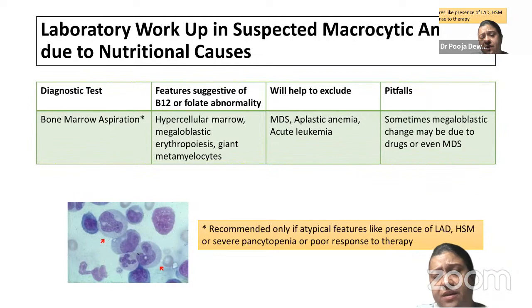And here you see a photo of your bone marrow aspirate slide. What you see here is the presence of these large giant stab cells. So even the synthesis of your neutrophils gets disrupted. Apart from finding these megaloblasts, you also find these stab cells in your bone marrow. So unlike aplastic anemia, which is hypocellular, in B12 deficiency there's going to be a hypercellular marrow. And these giant metamyelocytes and megaloblastic erythroblasts is what you will see.